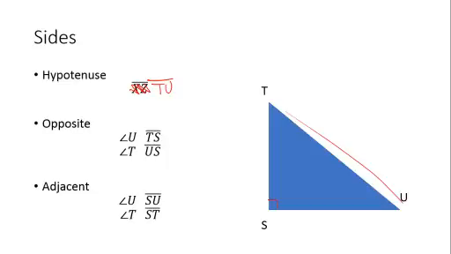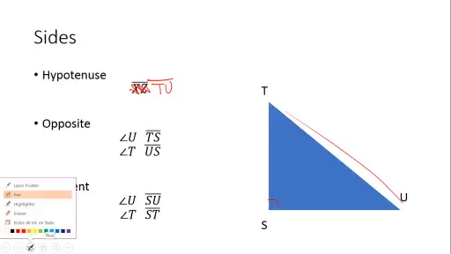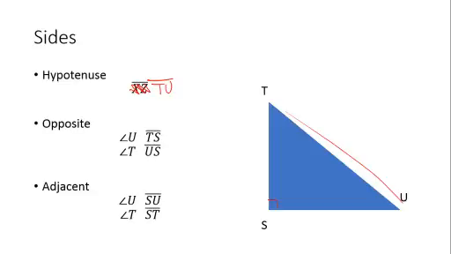That is your hypotenuse. Now the opposite side: depending on which angle you're talking about, you've got a different opposite side. So if we're talking about angle U, which is down here, the opposite side would be the one that doesn't touch it, which would be TS, the one across from it. The adjacent side is the one that does touch it along with the hypotenuse, which is SU. So this is the opposite of U, and this is the adjacent of U.